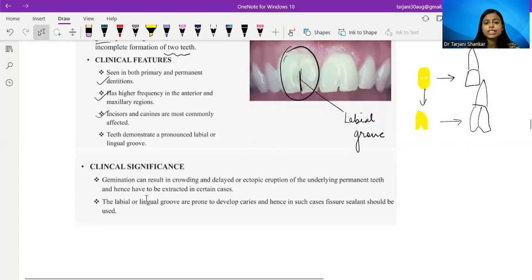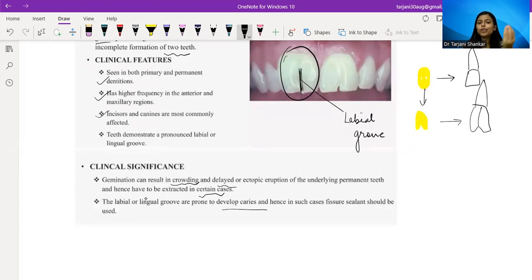So, gemination can result in crowding, correct? Because there are two teeth at the place of one tooth, or delayed or ectopic eruption of the underlying permanent tooth, and hence have to be extracted in certain cases. Okay. Now the labial or the lingual groove are prone to develop caries. Hence, fissure sealant should be used. So over here, obviously, it is a groove, right? And grooves are more prone to caries. So over here, we can apply a fissure sealant so that there are fewer chances of caries, correct?